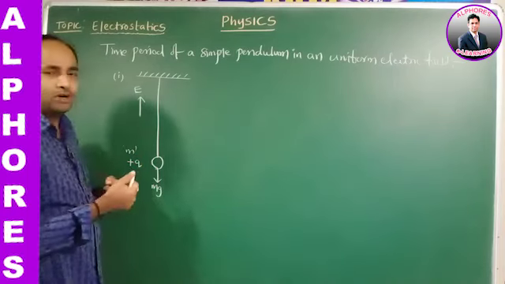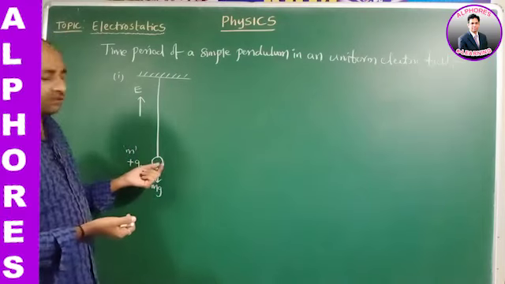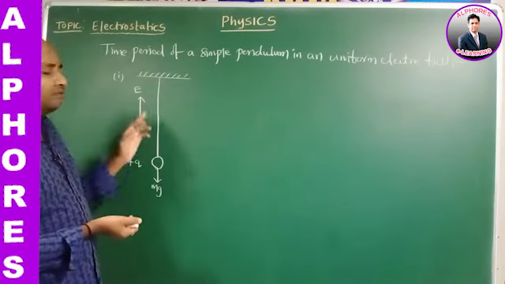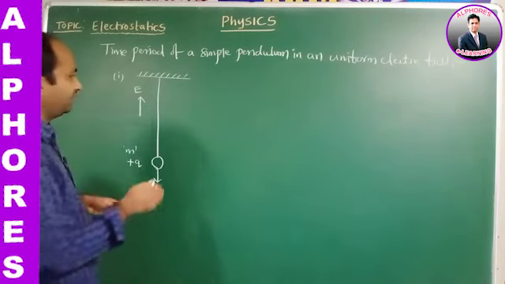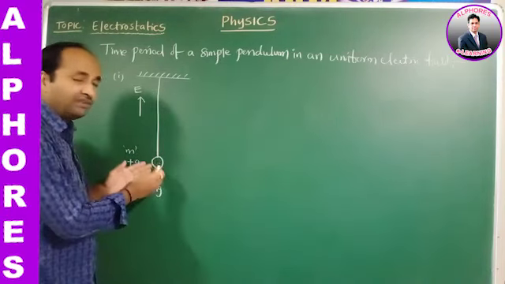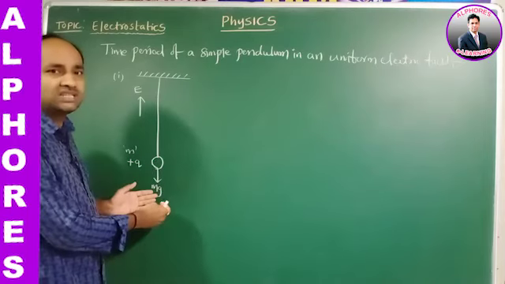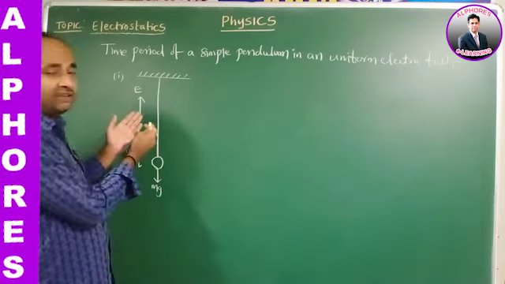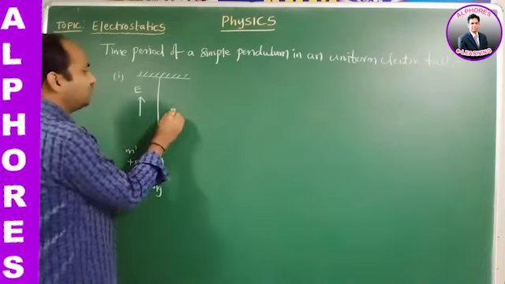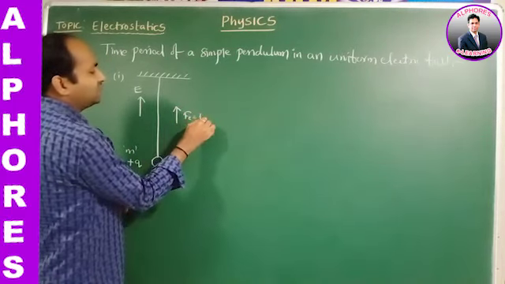Now if it is a positive charge, what is the direction of force acting on it? We know that when a positive charge is placed in an electric field, the direction of force is in the direction of the electric field. Gravitational force is always downwards, towards the center of the earth. But here the electric field is there, so due to the electric field on the positive charge, the force is in the direction of the electric field. So this is Fe, and Fe is equal to Eq.